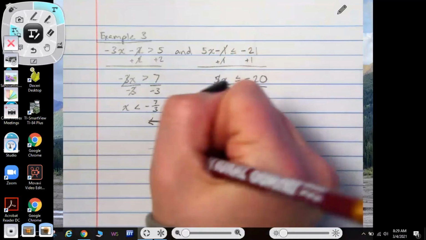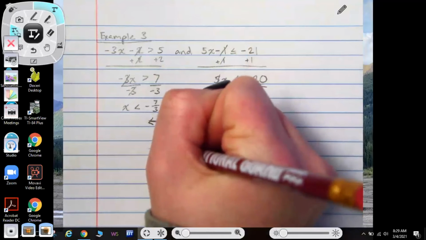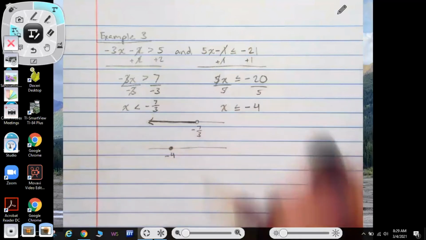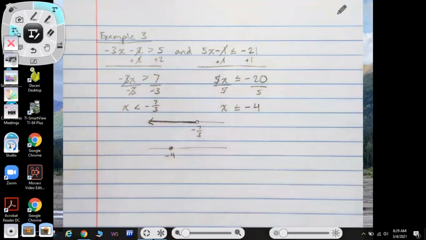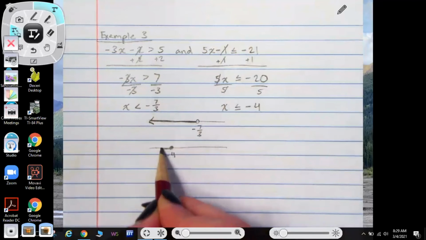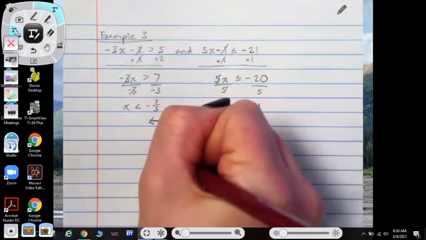So -4 is going to be plotted about there with a closed circle because it's less than or equal to -4. And x is less than -4 as well. So we shade the left side going all the way to -infinity.